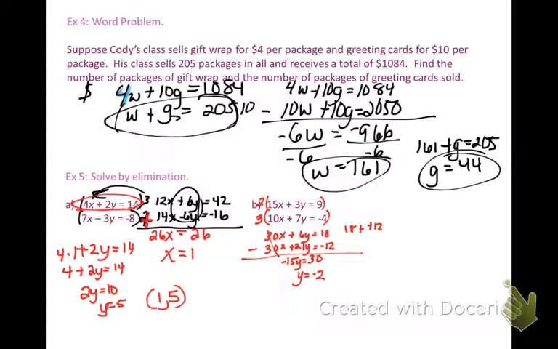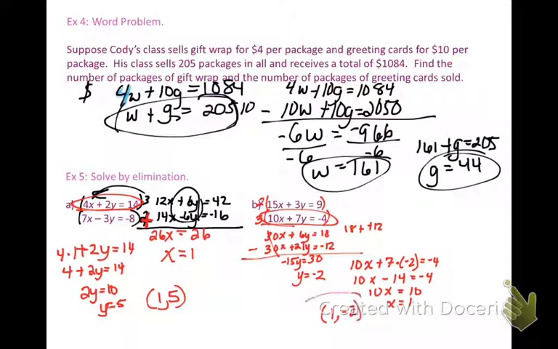Again, you can choose whatever one you want to do. I'm going to do it by 10. Dividing by 10 is so much easier than dividing by 15. So I'm going to do 10x plus 7 times negative 2 equals negative 4. 10x minus 14 equals negative 4. Add 14, so 10x equals 10. x equals 1. So my answer will be 1, negative 2.